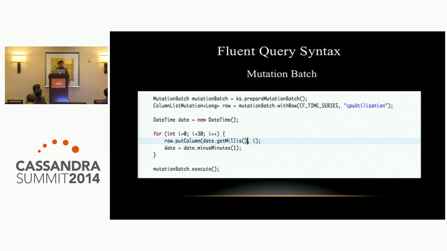Okay, just giving you a little idea. It uses a very nice fluent query syntax, a pretty big reason why a lot of folks use Astyanax. I hope you can actually read that slide. Apologize for the small font, but I literally took this image from my IDE. The top line, we're just starting a mutation batch. This is a write. The second line, you can see I'm preparing a row mutation. The column family is CF time series. The row key is just CPU utilization, something I made up. And if you can see in the for loop, I'm just inserting 30 columns for that row. That's all I'm doing. And the last line is mutation batch execute.